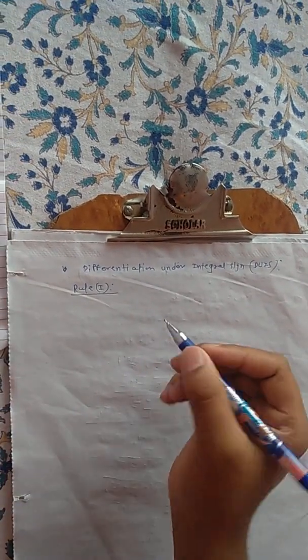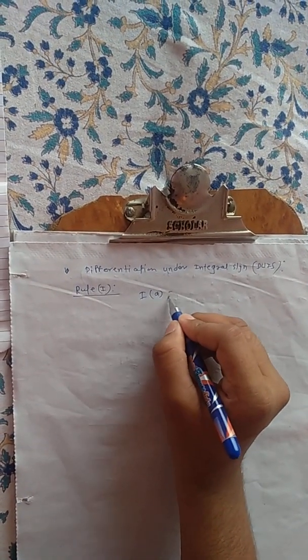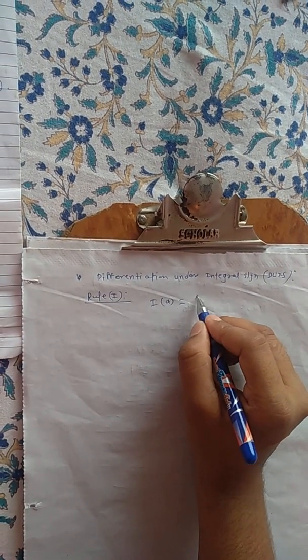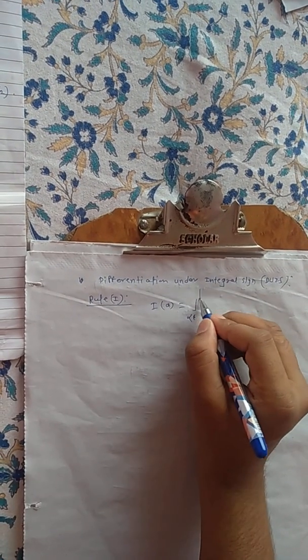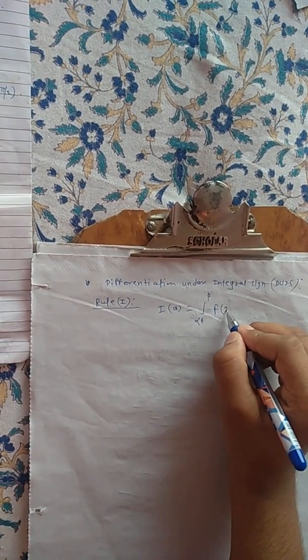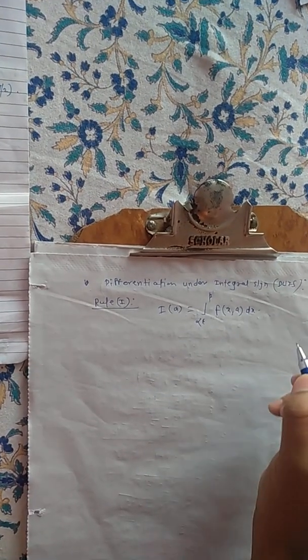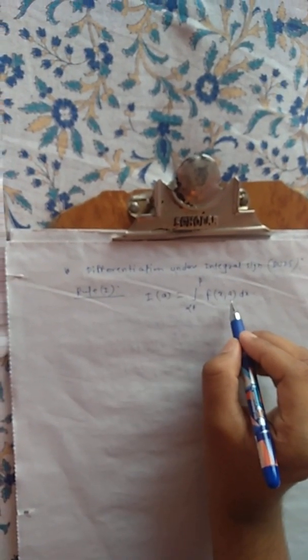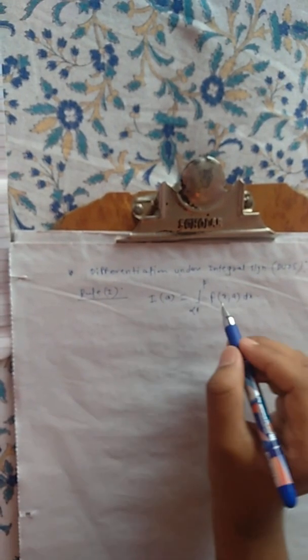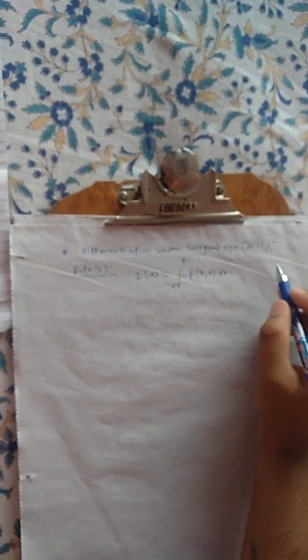Rule number one: if I am considering I of a equal to the integration from alpha to beta of f of x, a dx. While integrating this quantity you will get a function of a, and hence I am denoting it as I of a, where alpha and beta both are constants.